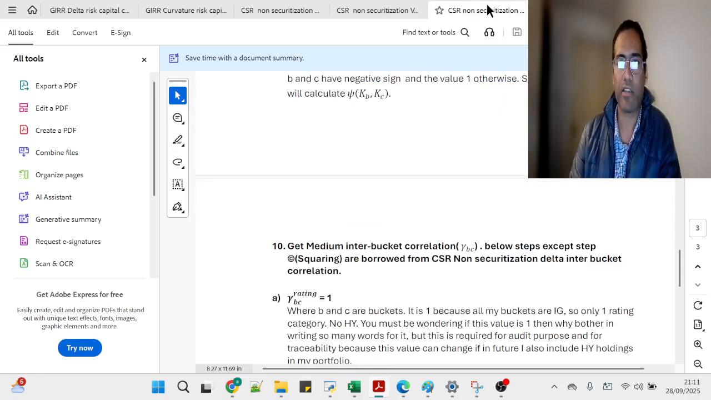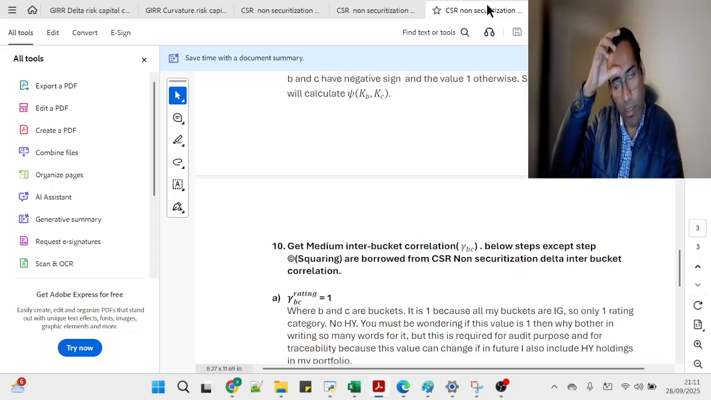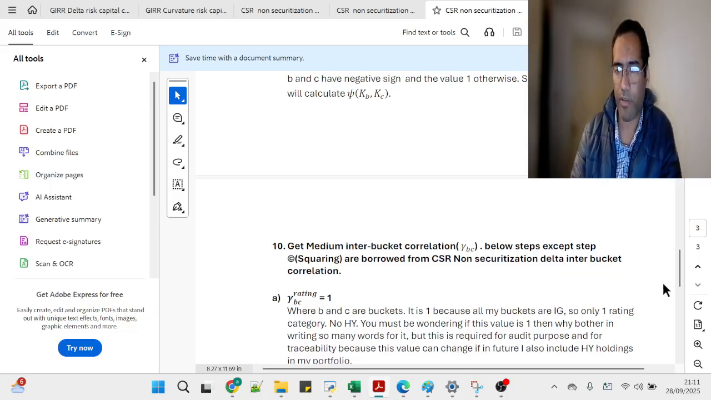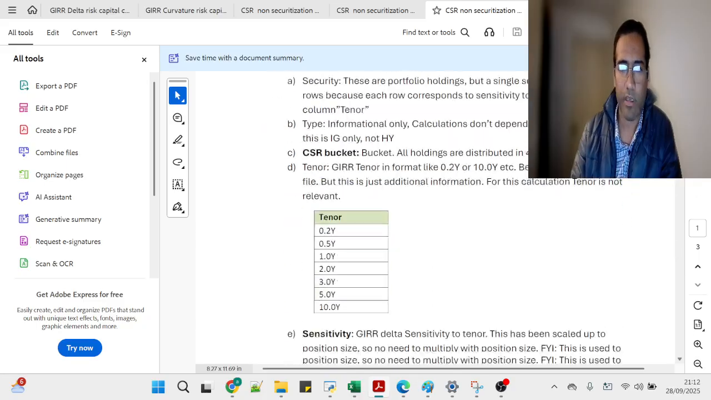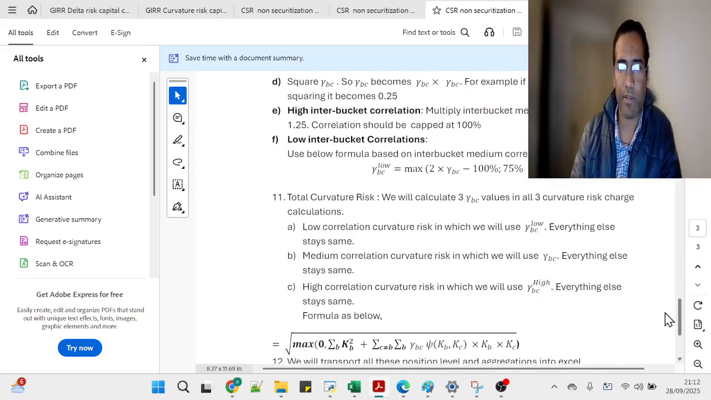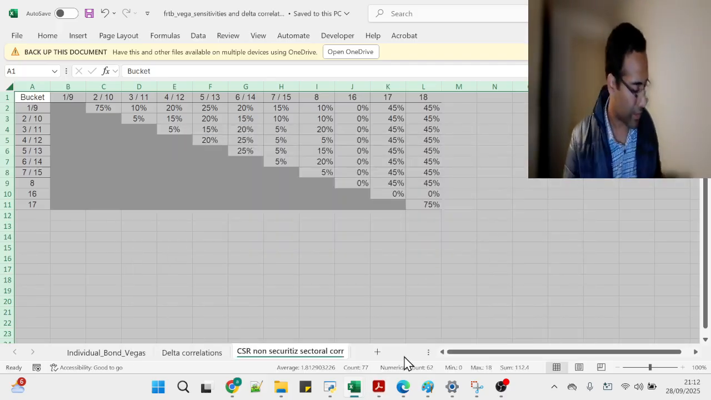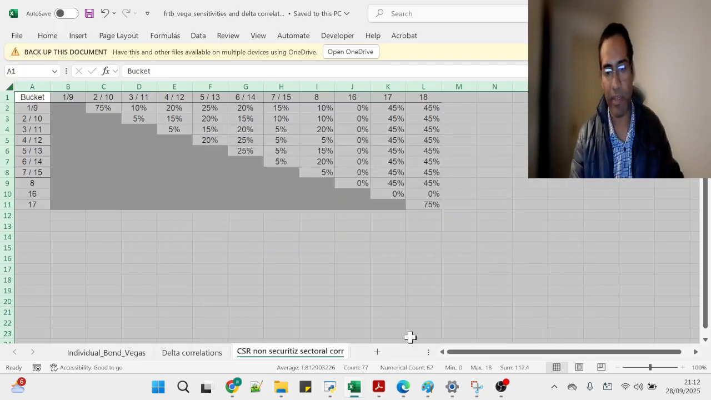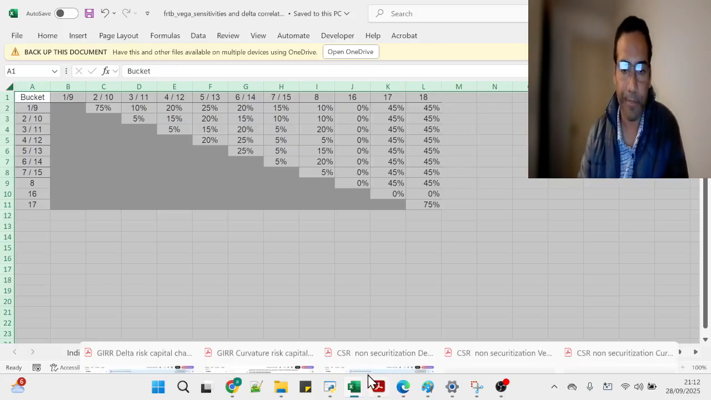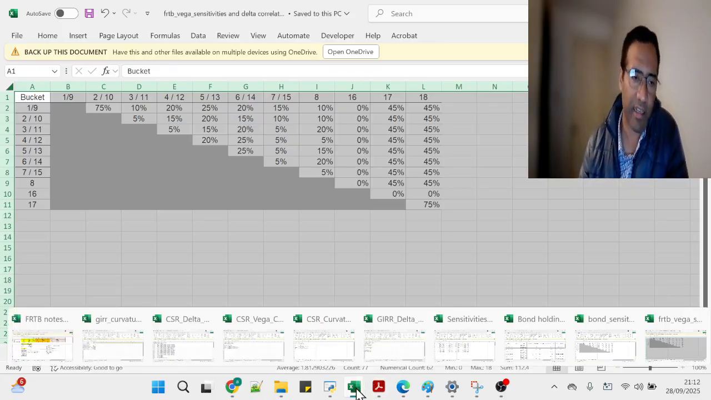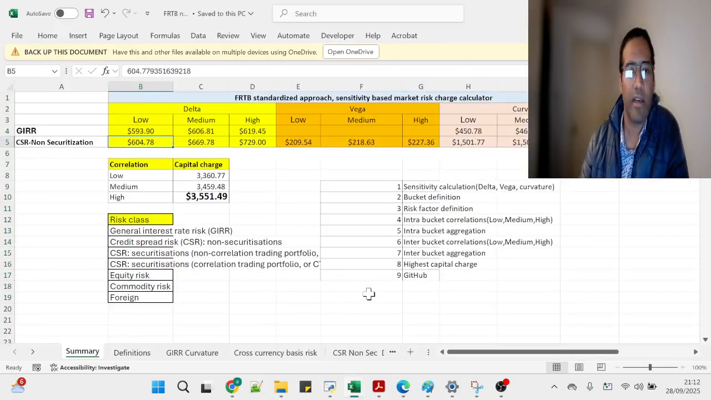And the last point is the curvature. It is almost the same thing, nothing different. Curvature up, curvature down, nothing different. You have seen the buckets. So that's the crux of the FRTB calculations. It is the same in every risk class. It does not change.